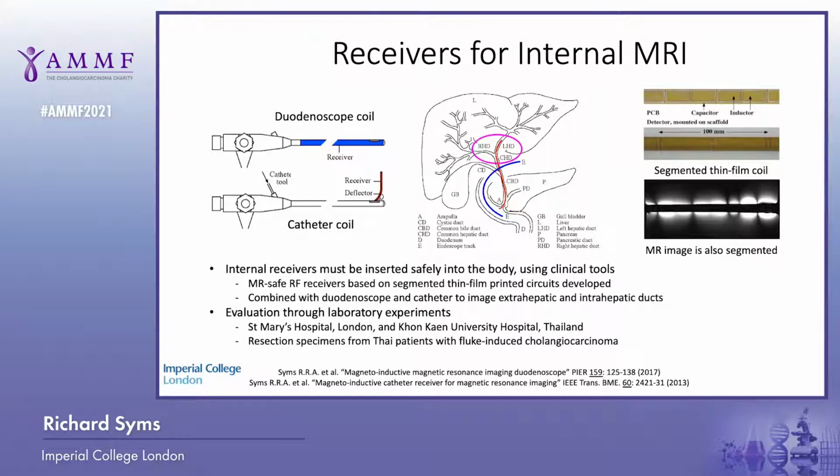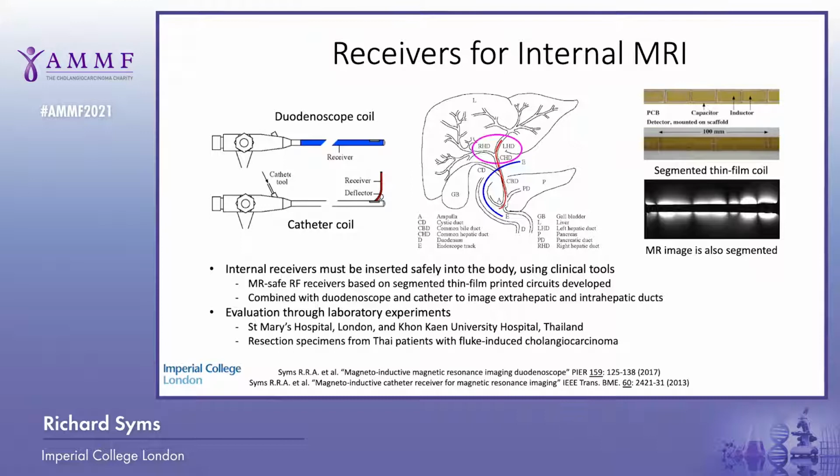Now, these coil systems must be intrinsically safe, and the other instruments, the duodenoscope and the catheter, must be safe as well. That usually means we need to make them out of non-magnetic materials so they can go in the scanner magnet, and they need to avoid being heated up by the radio frequency fields that the scanner generates. We've done a lot of work on this.